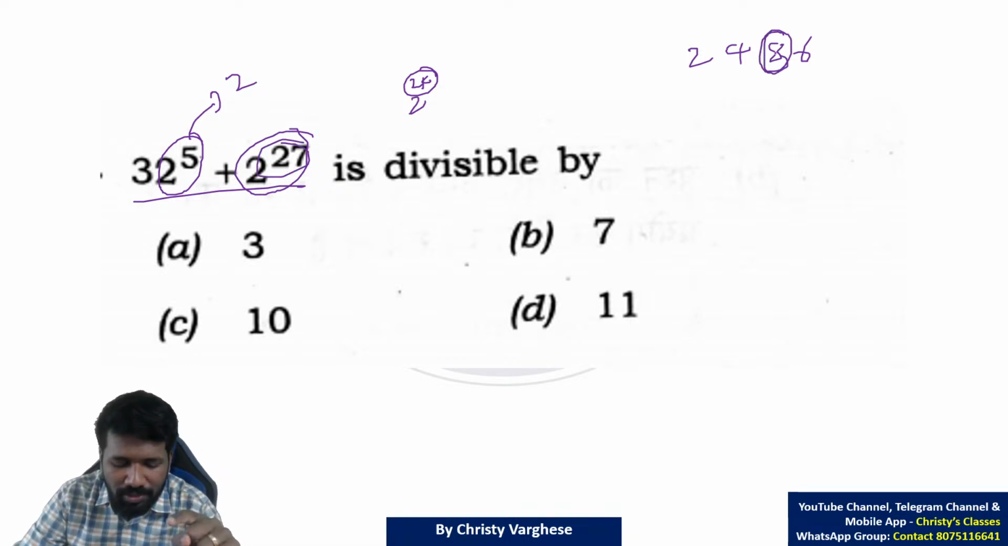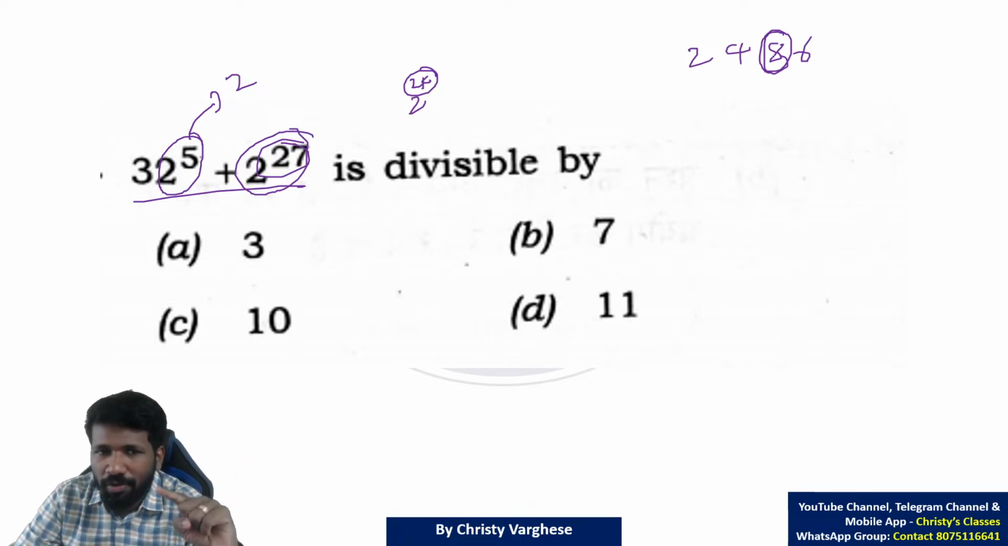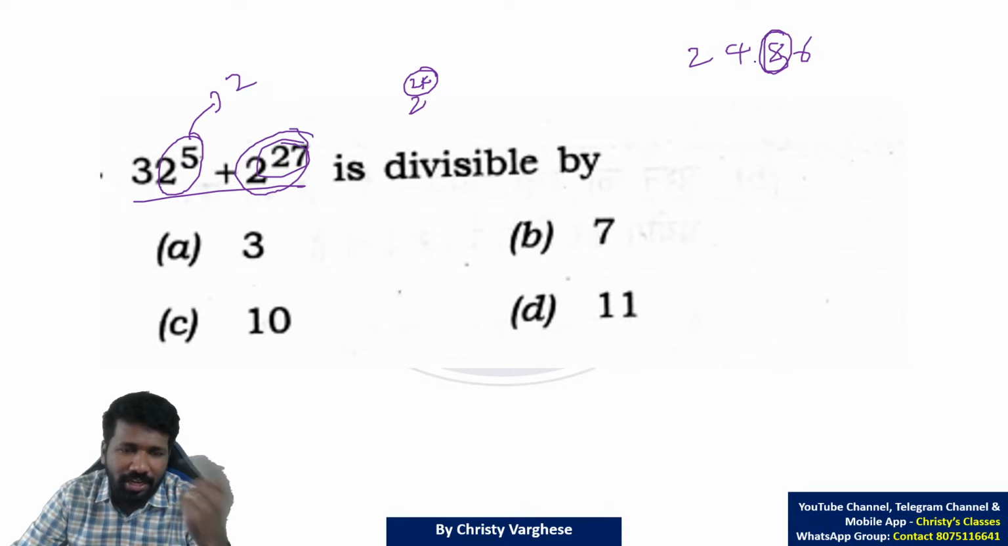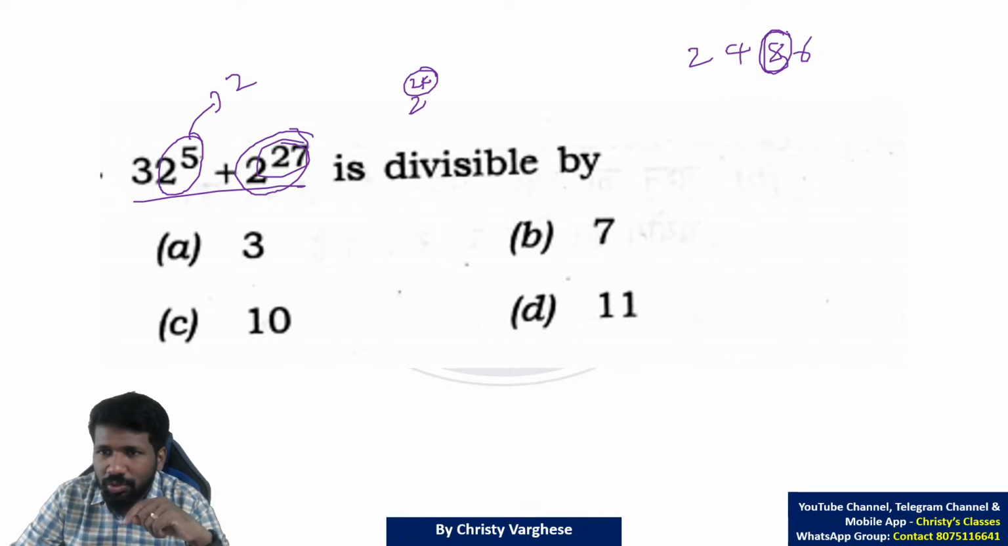This is the continuation of the theory of last digit of power. If you are not clear about last digit of power, I have given 2-3 videos on last digit of power on this channel. Go through them, you will understand it. So anyway, 2 raised to 27, the last digit will be 8.